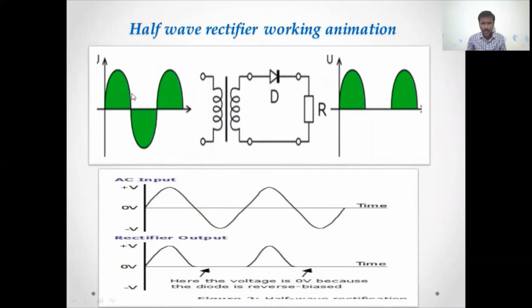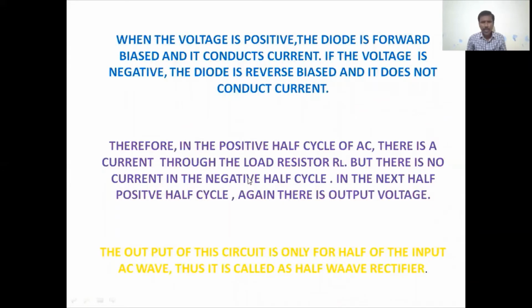After that, when another positive half cycle enters this diode, what happens? It is also collected by the output. In the next positive half cycle, again there is output voltage. When only positive half cycles are connected to the diode, those positive cycles are collected by the load resistor only.